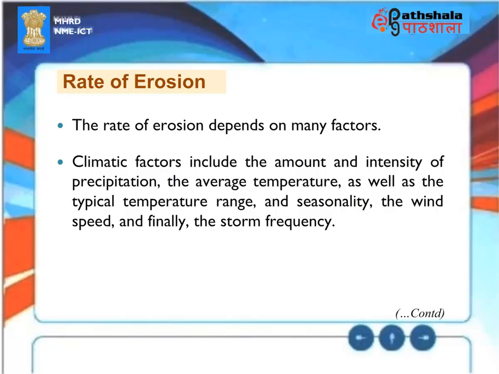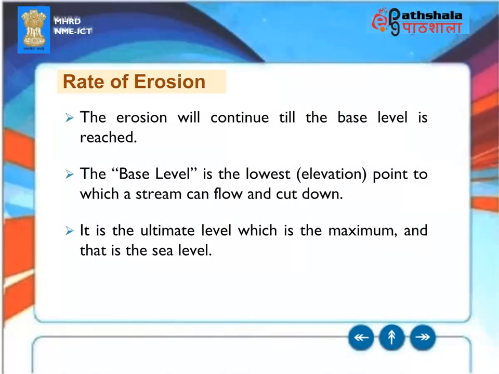Rate of erosion. The rate of erosion depends on many factors. Climatic factors include the amount and intensity of precipitation, the average temperature, as well as the typical temperature range and seasonality, the wind speed, and finally the storm frequency. The erosion will continue till the base level is reached. The base level is the lowest elevation point to which a stream can flow and cut down. The ultimate base level, which is the maximum, is sea level.